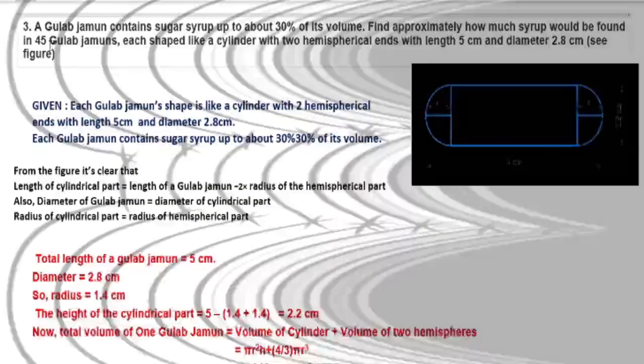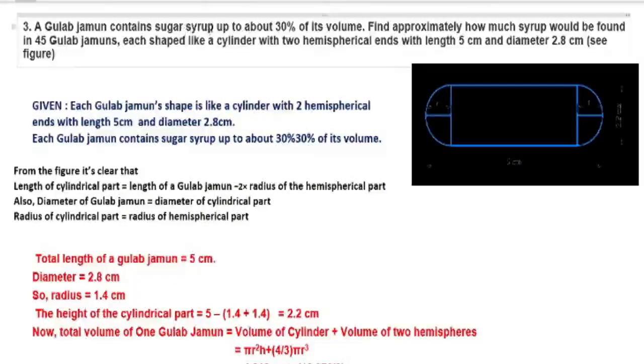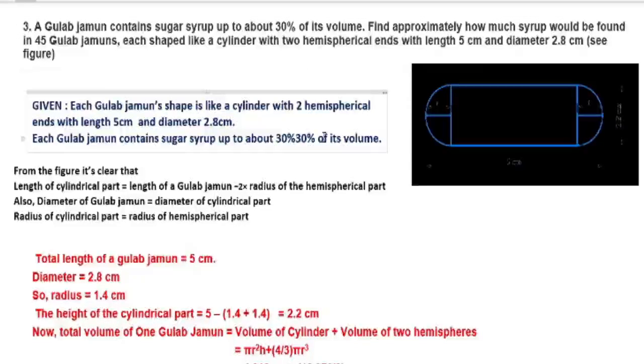Now question number 3. A gulab jamun contains sugar syrup up to about 30% of its volume. Find approximately how much syrup would be found in 45 gulab jamun, each shaped like a cylinder with two hemispherical ends with length 5 cm and diameter 2.8 cm. Figure is given. You can check the figure.